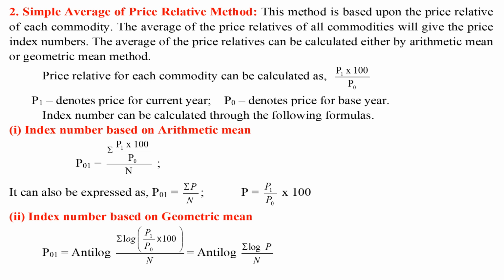Index number can be calculated through the following formulas. Index number based on arithmetic mean: P01 equals sigma of P1 by P0 into 100, divided by N. It can also be expressed as P01 equals sigma P by N, where P is the price relative. Index number based on geometric mean can be calculated through the following formula.